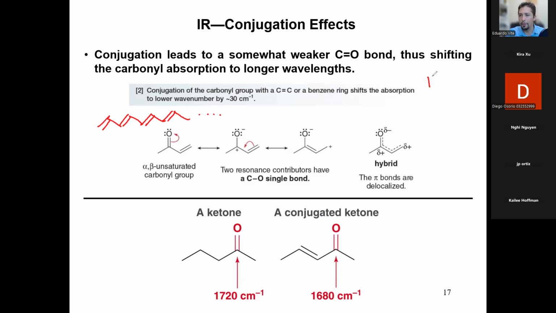Or maybe you have carbonyl, double bond, single bond, double bond, single bond. Anything that has alternating single double bonds, we call that conjugated. Conjugation means alternating single bonds and double bonds. So benzene is conjugated because it has alternating single double bonds. Carbonyls that have alternating single double bonds are part of a conjugated system.